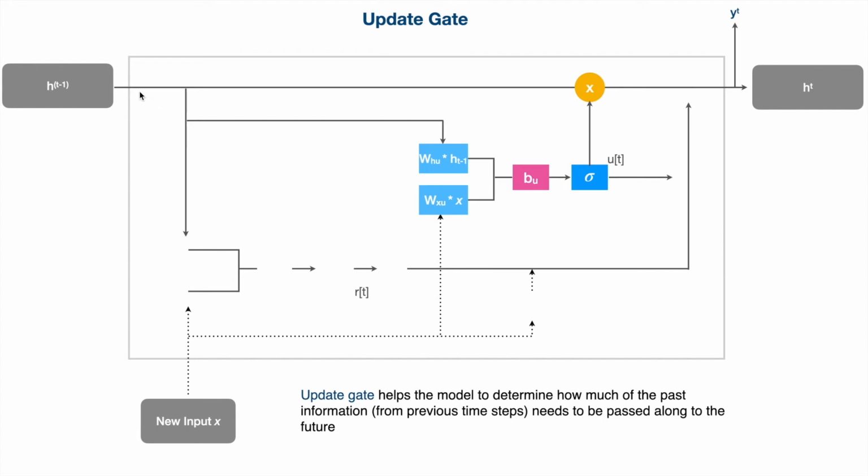Again, the information from the previous hidden state gets multiplied with its own hidden weight. The new input gets multiplied with its own hidden weight. A bias is added and then it's passed through a sigmoid activation. Again, this will act as a secondary gate and this will update the corresponding information from the previous hidden state.